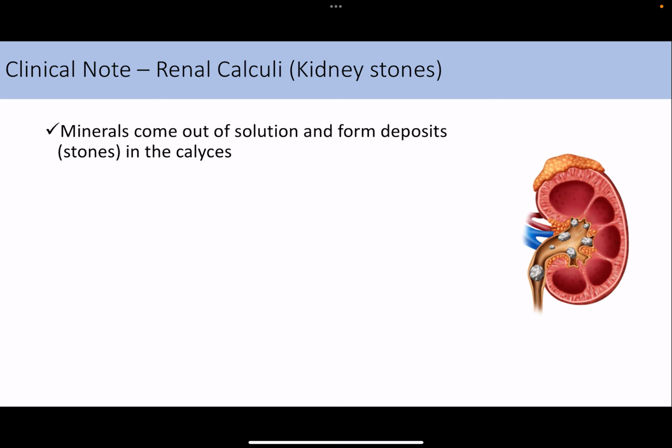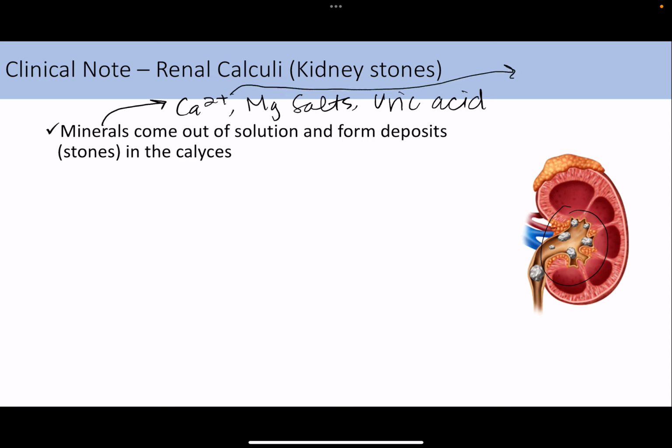Kidney stones. So kidney stones are caused when minerals come out of solution and form deposits or stones or crystals in your calyces. So your major and minor calyces, which you can see over here. The minerals that most likely cause kidney stones, calcium being the most common, can also be magnesium salts or uric acid. Any of these can cause kidney stones. Now, calcium is going to be the most common. Calcium causes what we call calcium oxalate stones.